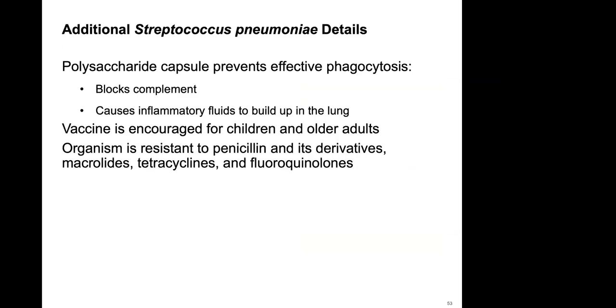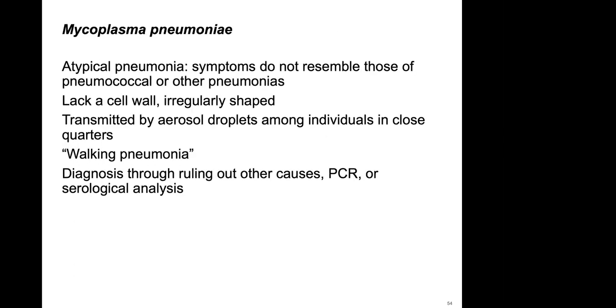Streptococcus pneumoniae does contain a polysaccharide capsule, and this capsule helps it prevent phagocytosis. This is significant because in the alveoli of the lungs you do have resident macrophages, but because of this capsule, those macrophages can't take care of the Streptococcus pneumoniae. The vaccine is encouraged for children and older adults. And if you remember, Streptococcus pneumoniae is a cause of certain types of meningitis as well, from the prior chapter 19.